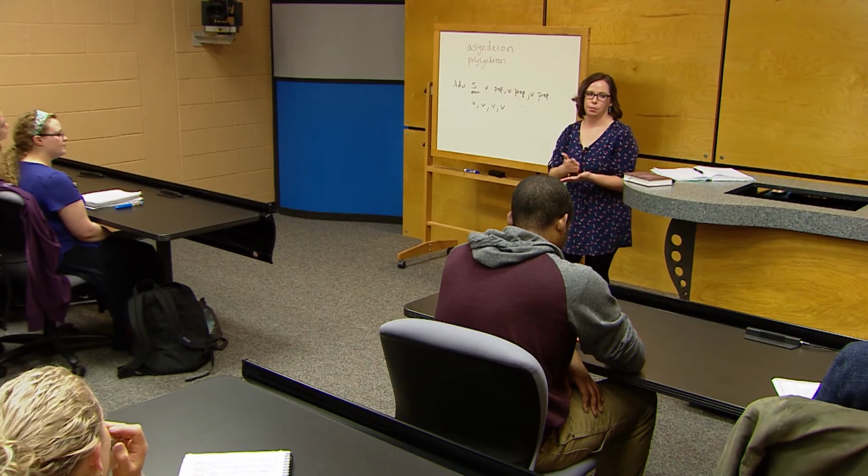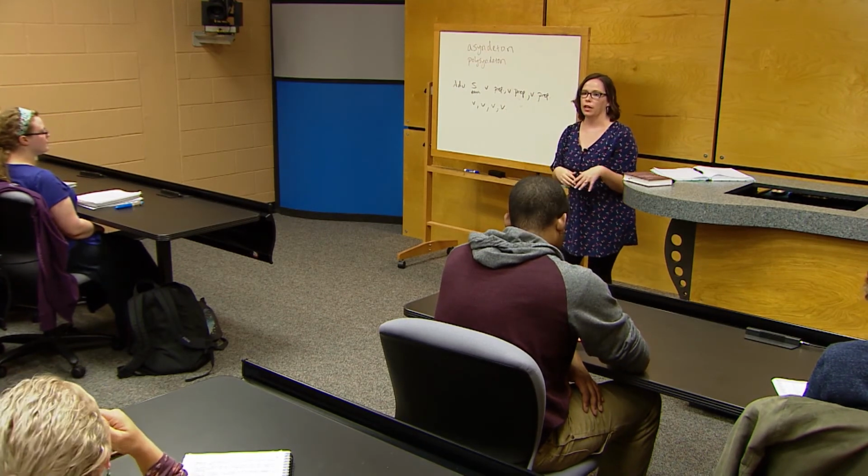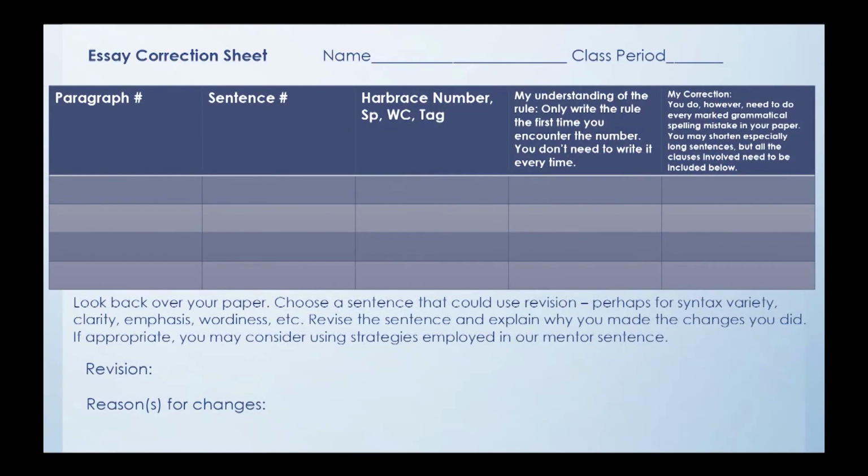But this allows me to go back and make sure that we're looking at the same error when I'm grading these later on. And then they have to put the type of mistake it was. So they'll put 12A, 12B. They can write SP for spelling, but whatever the kind of error was goes in that third column. And then that fourth column is their wording for what the rule is.